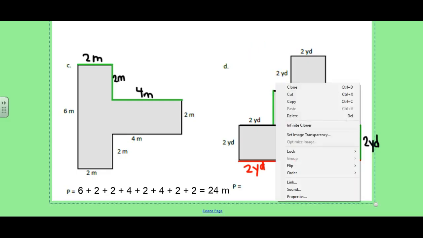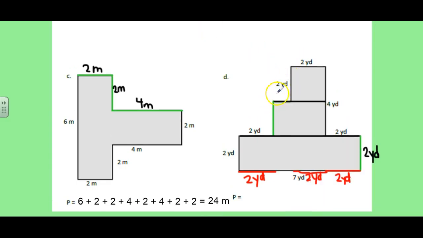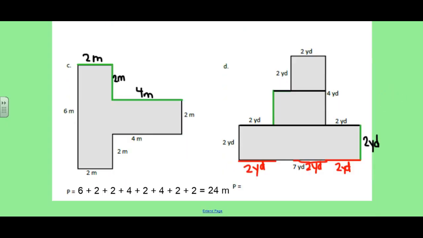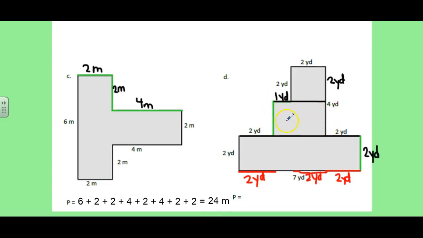And so that tells me that this missing side length right here is going to be, oh my goodness, if it will let me write, 1 yard. And now I need to find this missing side length right here. So this whole thing is 4 yards. If this is 2 yards, then that must mean that this right here is also 2 yards. And so that means that this part right here is also 2 yards. So if I go opposite of that, that's going to give me 2 yards as well. So I'm going to put 2 yards right here.